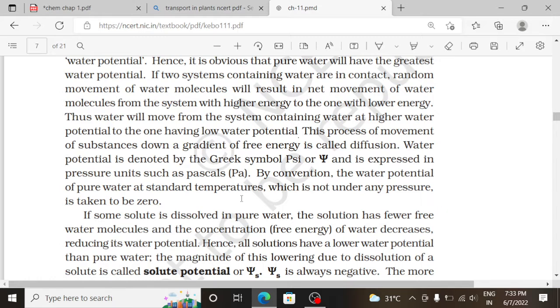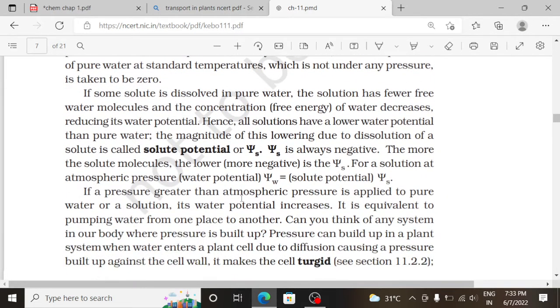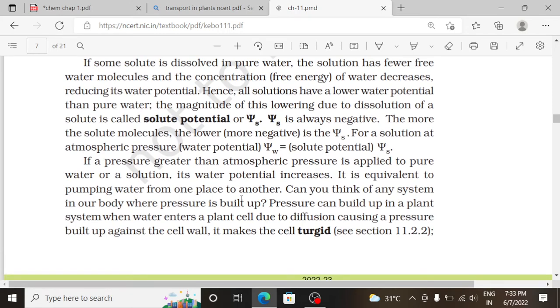Water potential is denoted by the Greek symbol psi, and is expressed in pressure units such as pascals, Pa. By convention, the water potential of pure water at standard temperatures, which is not under any pressure, is taken to be 0. If some solute is dissolved in pure water, the solution has fewer free water molecules and the concentration, that is free energy of water, decreases, reducing its water potential. Hence, all solutions have a lower water potential than pure water.